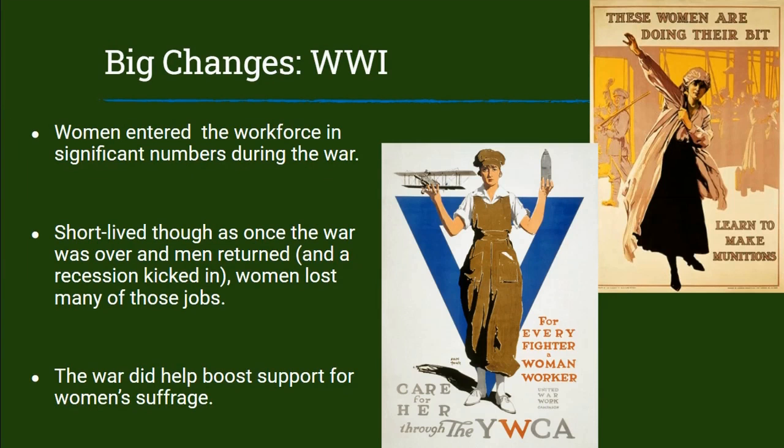Next, World War I brought some dramatic short-term change in both progressive and regressive directions. Women entered the workforce in significant numbers during the war. However, this was short-lived, as once the war was over and men returned, along with a recession, women lost most of those jobs. The war did help boost support for women's suffrage, though.